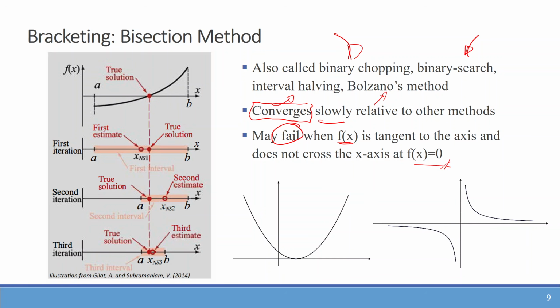So what do we do with the bisection method? Look at the photo on the left side. Let's say this is the true root of the non-linear equation. We'll have our initial guesses at two points. This is our lower x, and the other one is our upper x.